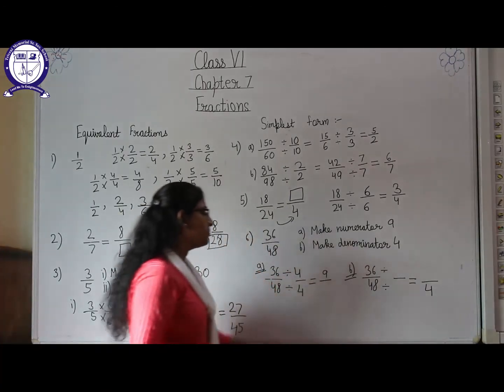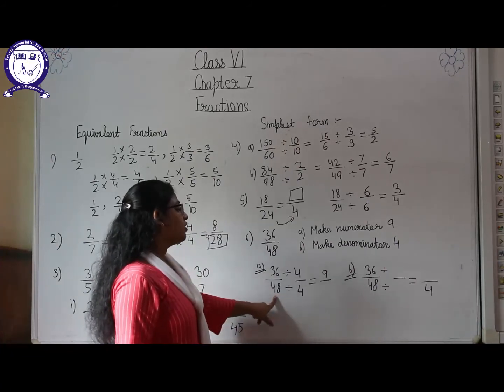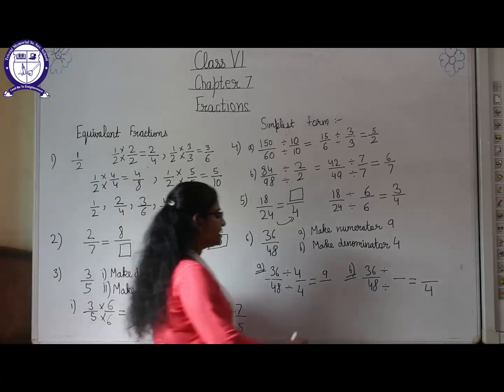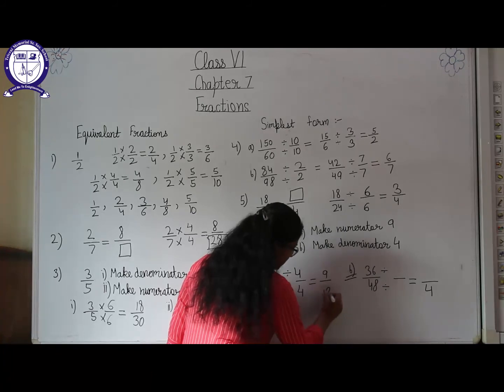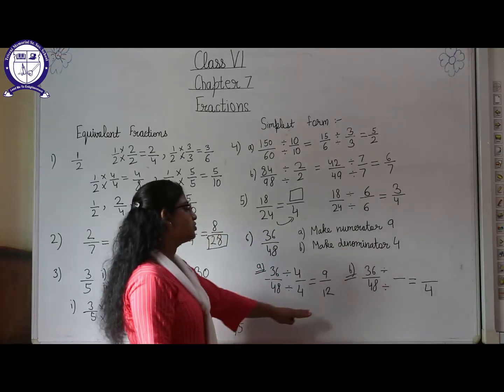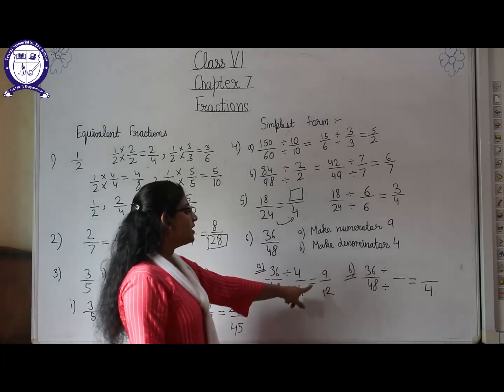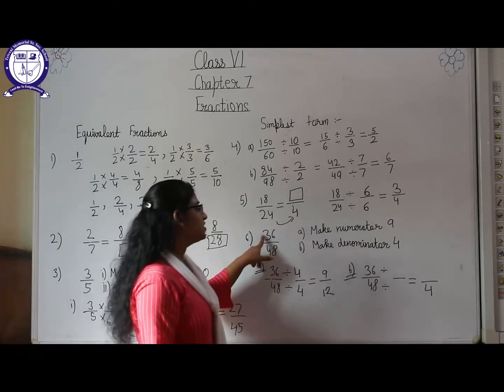And as we are dividing the numerator by 4, we will also divide the denominator by 4, and 48 divided by 4, what is it giving us? It is giving us 12. So our answer is 9 by 12, where 9 is the numerator for this fraction.